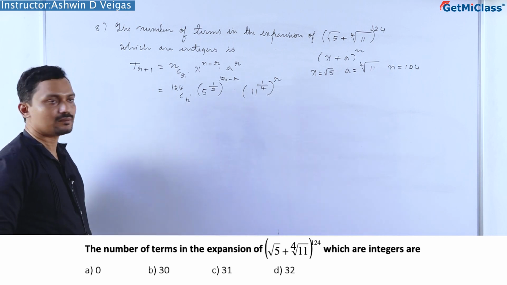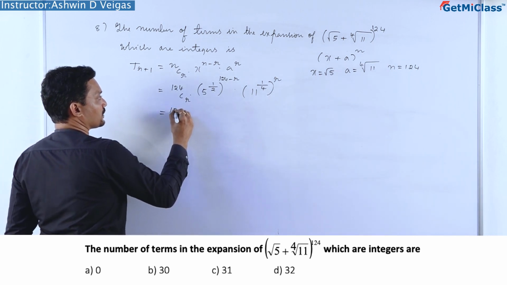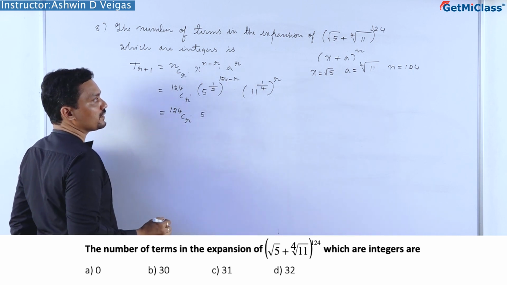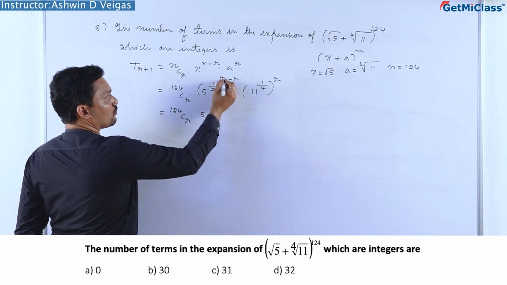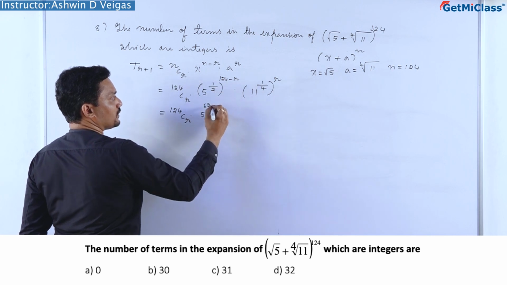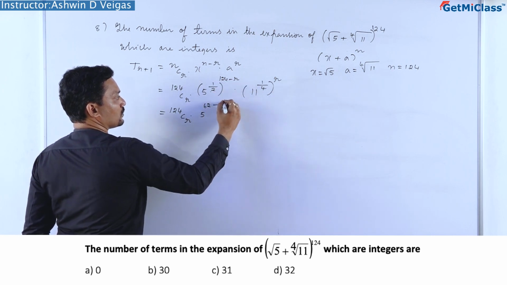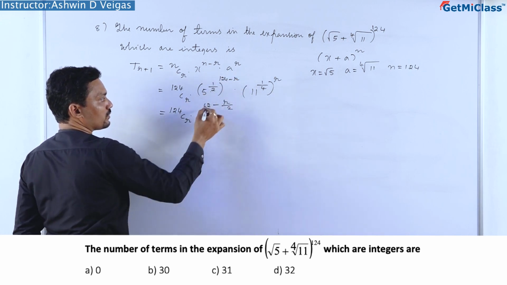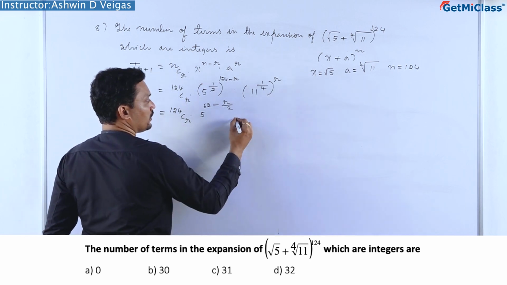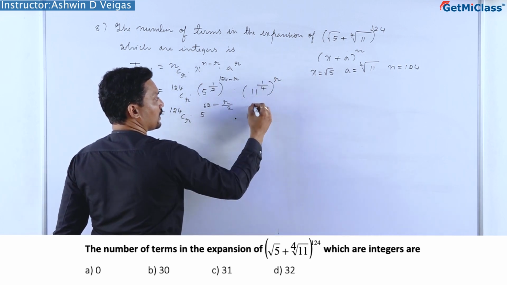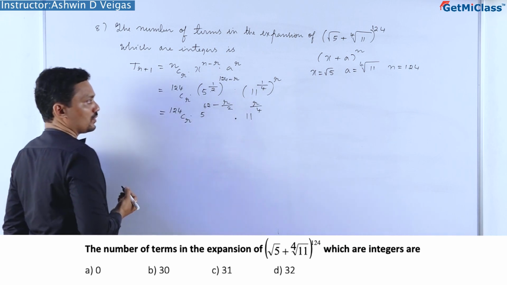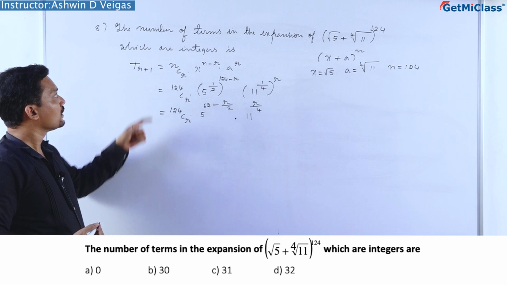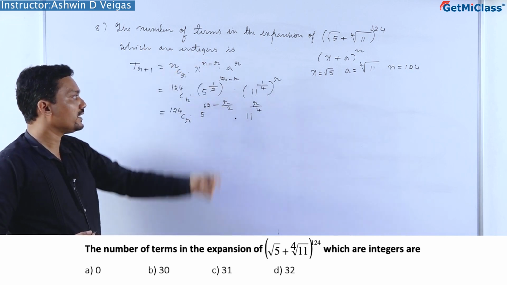So this is the general term of the expansion, and now this is 124Cr into 5 power, let me write this in this way: 124 by 2 we get 62, so I will split this and write 124/2 minus r/2. So that will be 5^(62 − r/2) into 11^(r/4). Now this is the general term of the expansion, and you have to find the number of terms in the expansion which are integers.